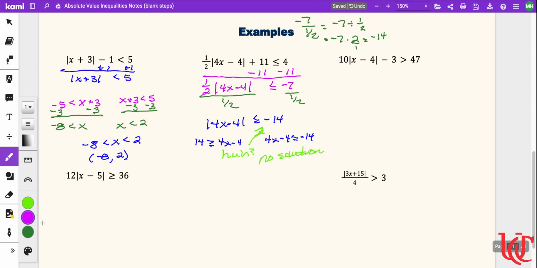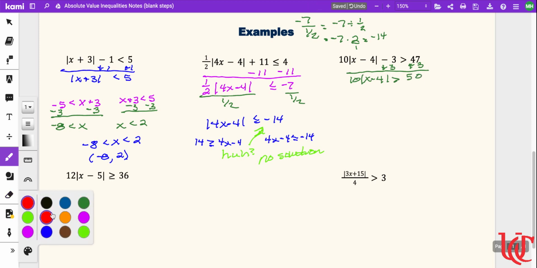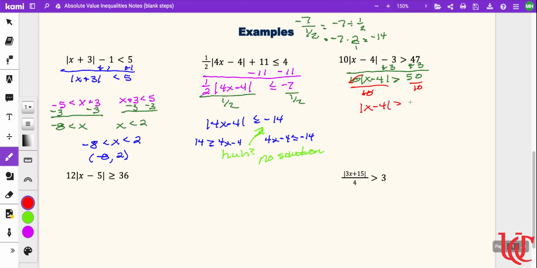All right, so looking at the next problem, we are going to get the absolute value by itself. So plus 3, I have 10 times the absolute value of x minus 4 is greater than 50. Ooh, I like this. This is going to be nice numbers yet again. I was being kind when we wrote these. That doesn't usually happen. Okay, so divide by 10. These cancel out. Absolute value of x minus 4 is greater than 5.